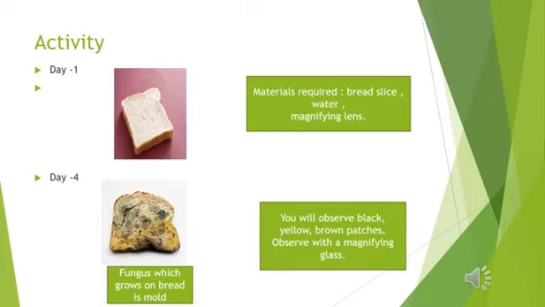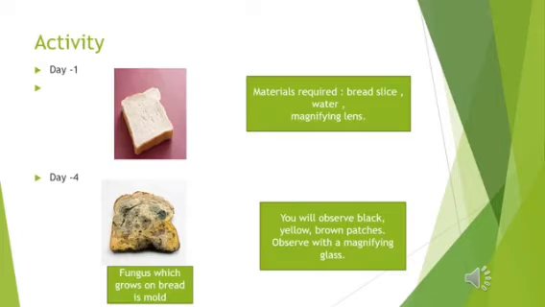Now you can take a piece of bread, pour little water on it, and leave it for 3 to 4 days. After 3 to 4 days, when you look at the slice of bread, you will observe that it might have patches over it, and the patches may be black, yellow, brown in color. It could be any color.